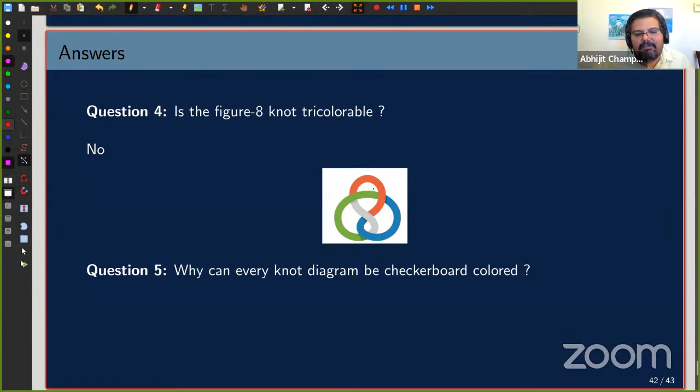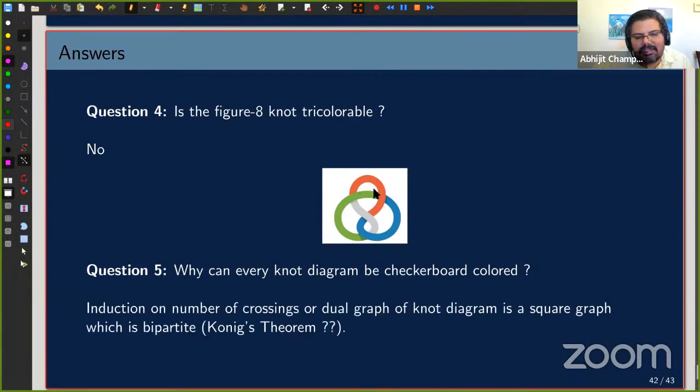And why can every knot diagram be checkerboard colored? Well, you can prove it using induction on the number of crossings, or you can note that the dual graph is actually a square graph, meaning that every face of the dual graph is square. By dual, I just mean that if you look at the four-valent graph of the knot projection, then just take the planar dual of that graph.